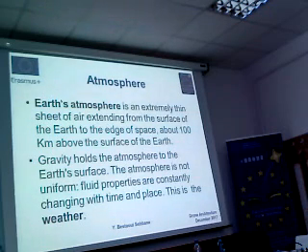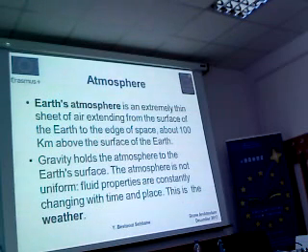So we are going to see the Earth atmosphere. The Earth atmosphere is an extremely thin sheet of air extending from the surface of the Earth to a height of about 100 kilometers above the surface. And thanks to gravity, the atmosphere is held to the Earth's surface, so we have air for breathing.